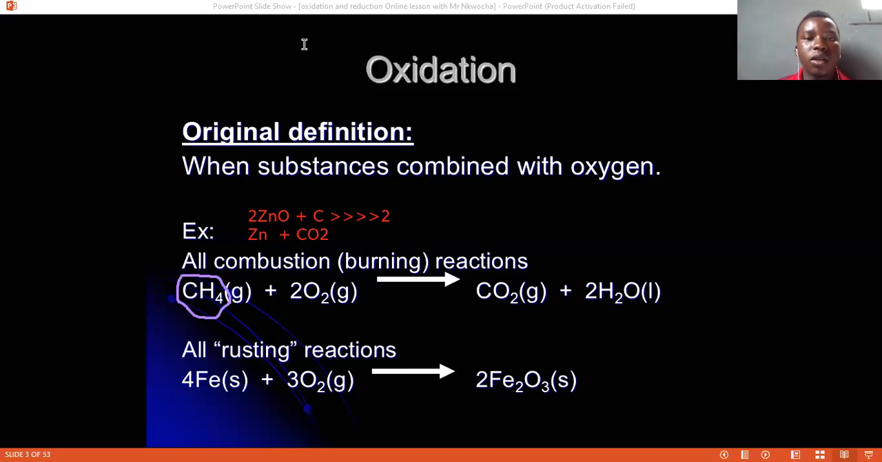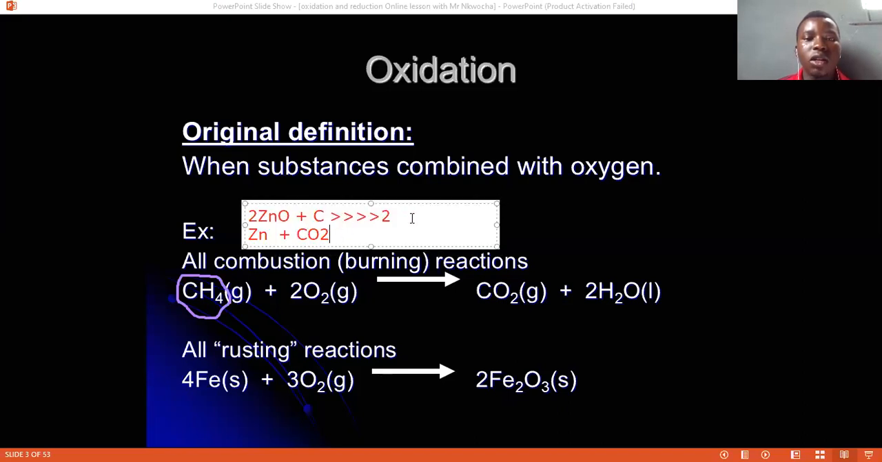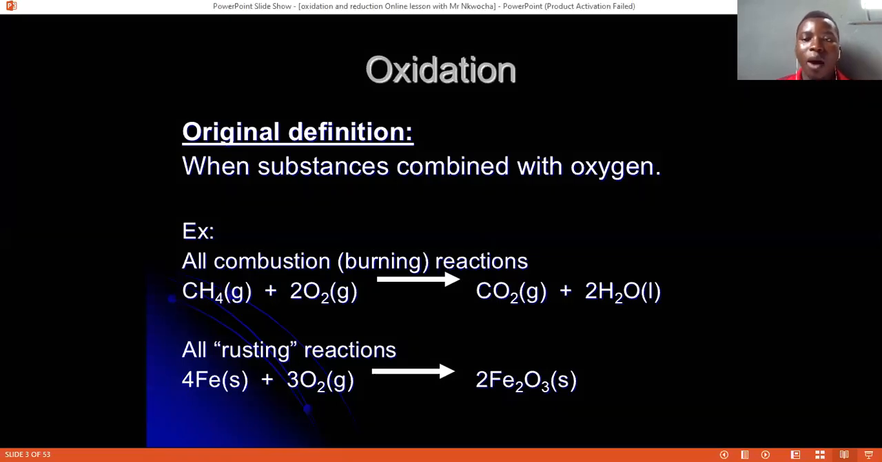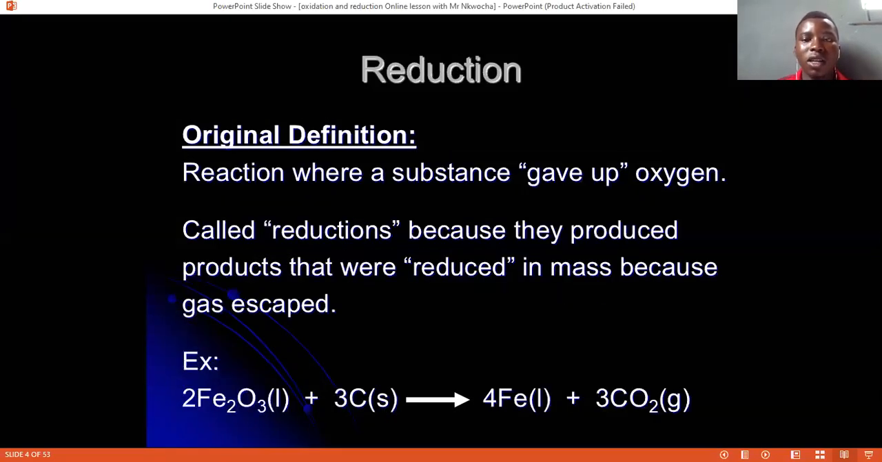So the substance that donates the oxygen is called the what? Oxidizing agent. While the one that receives the oxygen is called the reducing agent. So I decided to use RA and OA to describe my reducing agent and my oxidizing agent. Hope I'm not too fast today. I want it to be very clear so you can understand it.